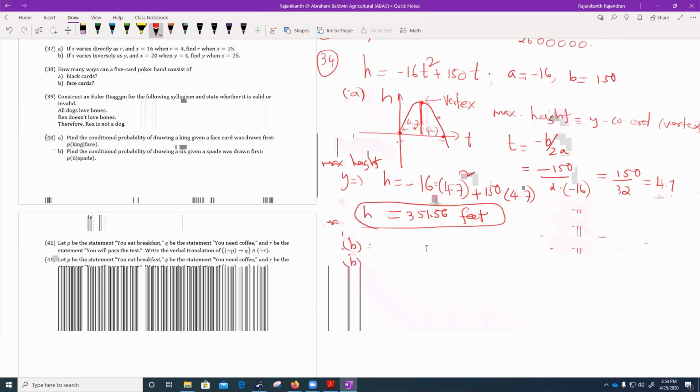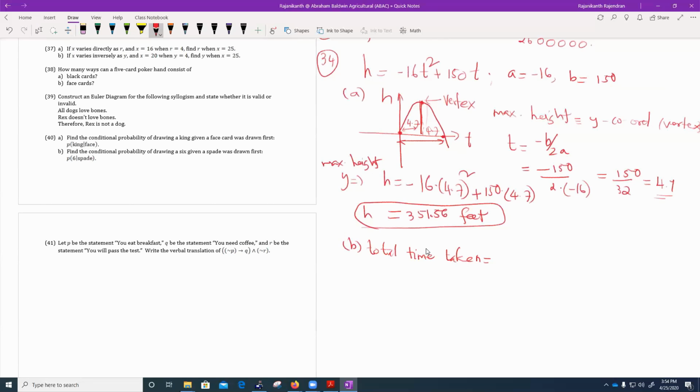Therefore, the total time taken is given by simply here to here. So it is 4.7 times 2, or 4.7 plus 4.7, which is 9.4 seconds.